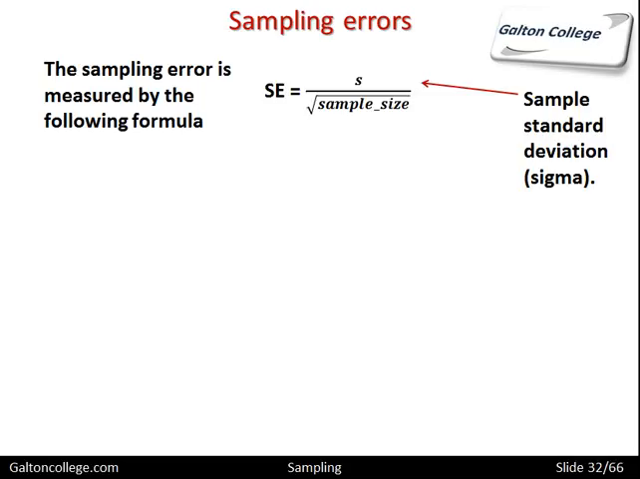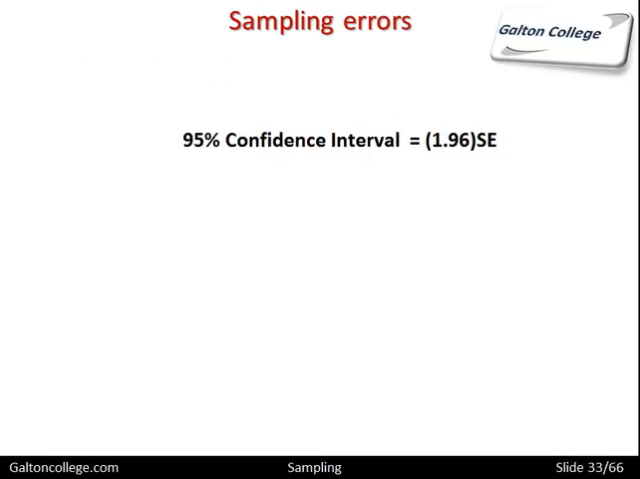Now, if we take the standard error and multiply it by 1.96, what we get is, if we have an estimate of the mean and we add 1.96 times the standard error and subtract 1.96 times the standard error, we would have 95% confidence in the true value falling in that range.